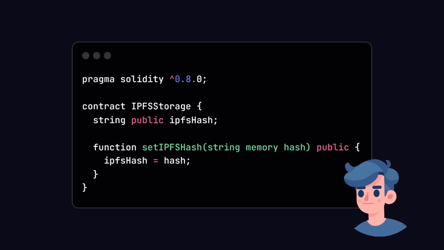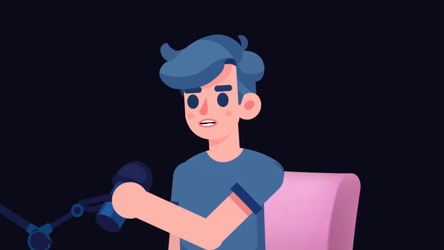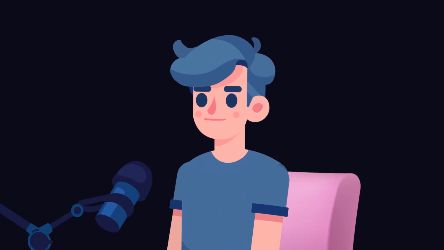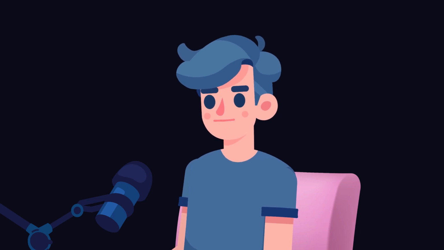To do this, we need to set up a smart contract. Let's create a simple smart contract that can store the hash of our IPFS file. In our IPFS storage contract, we have a public string variable to store the IPFS hash and a function, setIPFSHash, that allows us to set the hash from our JavaScript code.